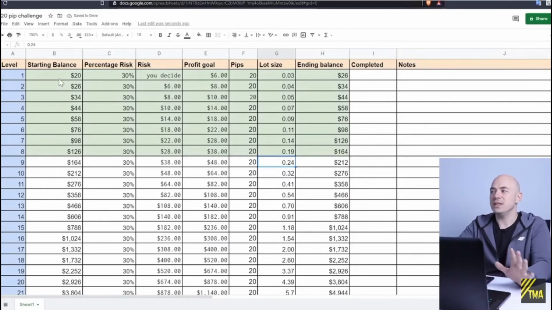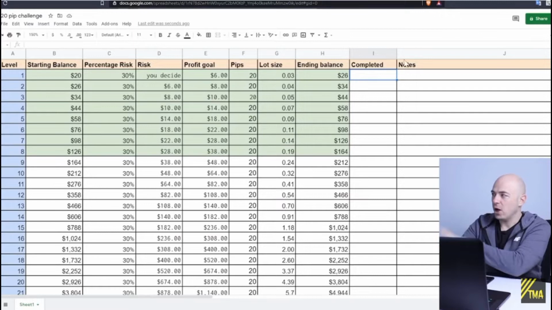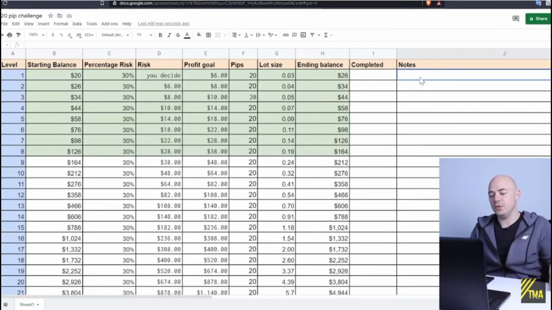What I like to do is once you've completed a trade, mark it in green. I have a column here for if it's completed or not, or how many times you've done it, and then notes. Every single trade you do, you should be keeping a trading journal.